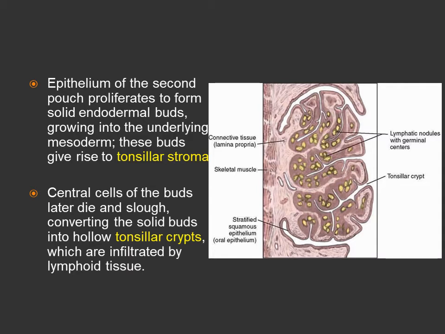Epithelium of the second pharyngeal pouch proliferates to form solid endodermal buds, growing into the underlying mesoderm. These buds give rise to tonsillar stroma. Central cells of the buds die later and slough, converting the solid buds into hollow tonsillar crypts, which are infiltrated by the lymphoid tissue.